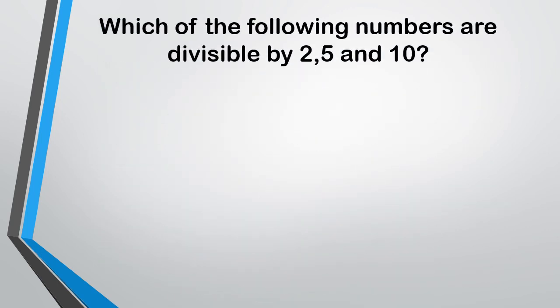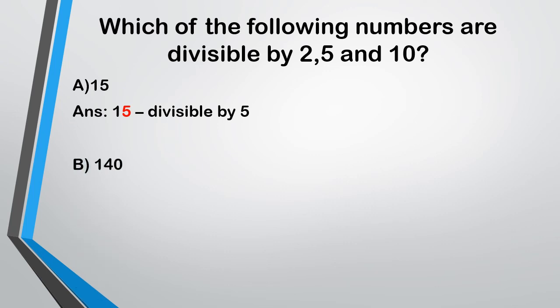Which of the following numbers are divisible by 2, 5 and 10? First sum, 15. So now we are going to check the last number, 5. What is the last number here? 5. So it won't be divisible by 2, but it is divisible by 5. Okay. Here the last digit is 5. So it won't be divisible by 10 also. So 15 is divisible by 5 only.